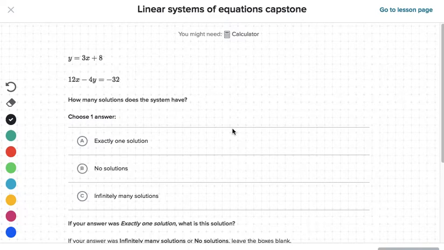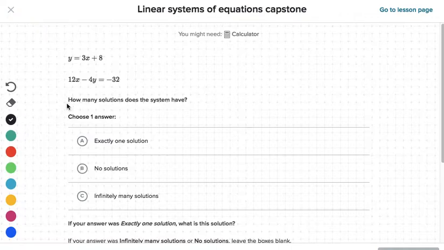Let's take a look at the linear systems of equations capstone. Each of the questions that you'll be asked in this skill are questions from other skills that you've covered in this unit. So it's all about bringing it all together. I'll run through them really quickly. If there's anything extra you need, there's all those other videos as well that will give you feedback on them.